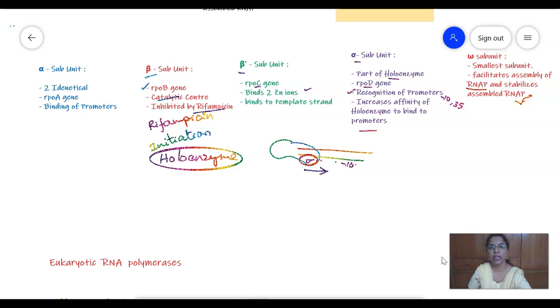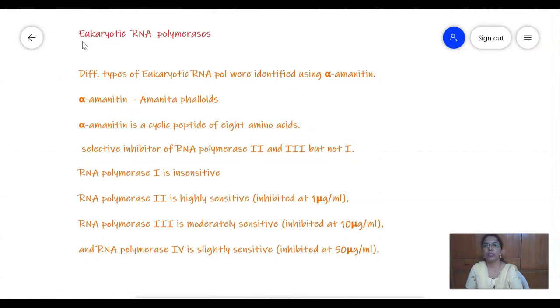Let's have a brief discussion on the eukaryotic RNA polymerases. There are three main types of RNA polymerases: RNA polymerase 1, RNA polymerase 2, as well as RNA polymerase 3. Types 4 and 5 are also there.